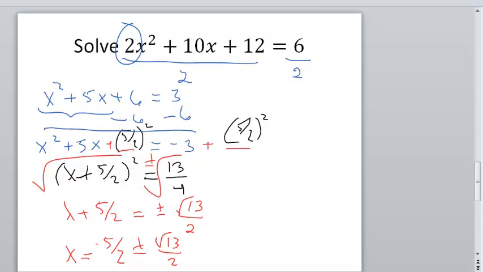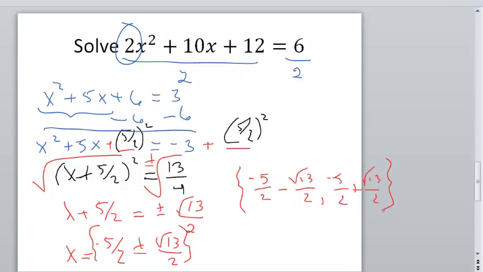So we write our answer in set notation. We can be lazy and just write it as the set of negative 5 halves plus or minus the square root of 13 halves. Or we can write our final answer out and show what our two solutions are, which would be negative 5 halves plus the square root of 13 halves. Actually, we want to go smallest to largest. So we want the minus to be first, because that'll give us our smallest value. Comma, negative 5 halves plus the square root of 13 halves. Okay, so either answer would be correct.